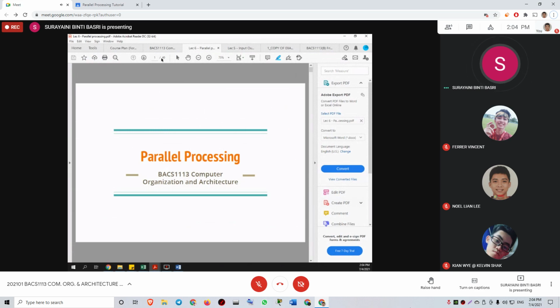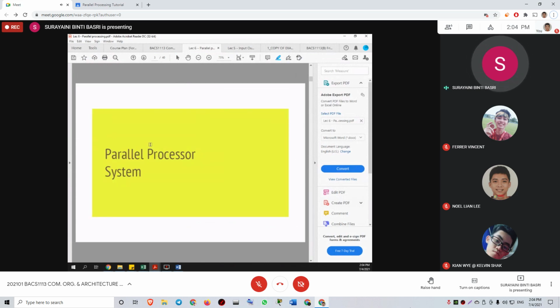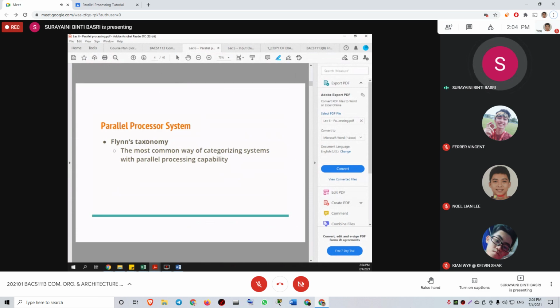So these 40 slides will be talking about the architecture and structure of the processor that can enhance its processing performance. In this chapter, there are three topics we will cover: the parallel processor system, multiprocessing, and multiprocessing operating system. So what is the parallel processor system? A parallel processor system is a processor that is able to run more than one process at one time. That is what we call a parallel processor.